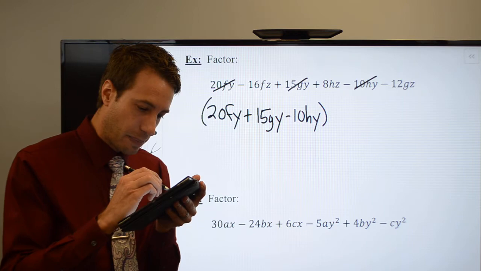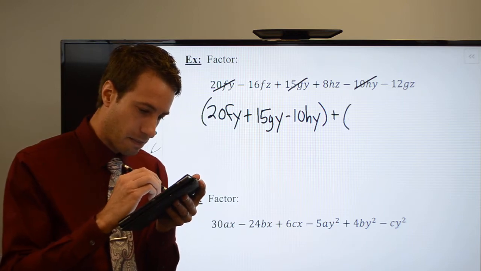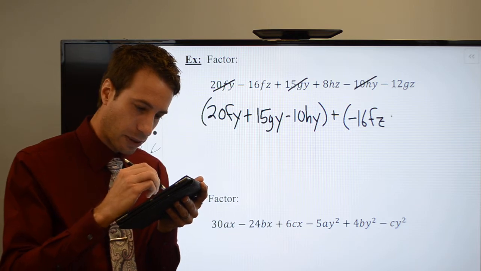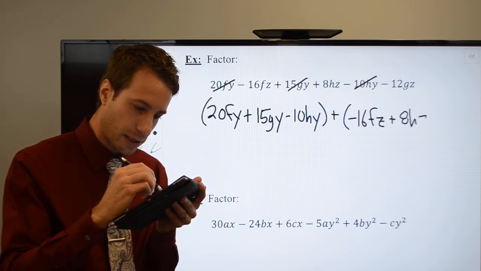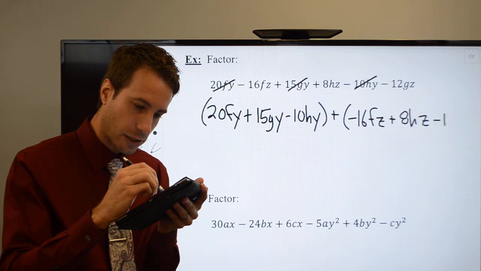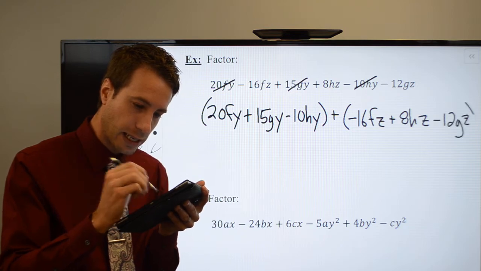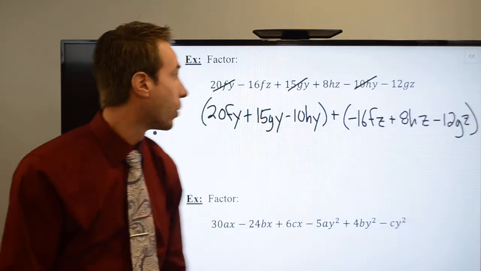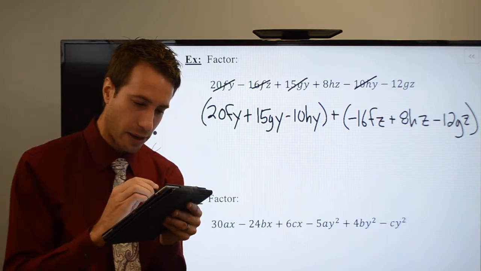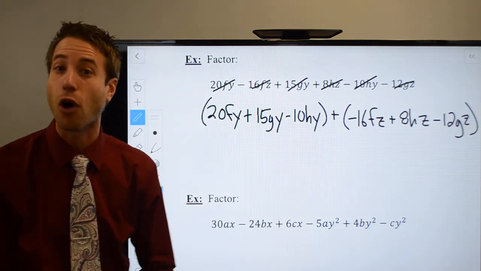Okay, so that's going to be minus 16fz plus 8hz minus 12gz. And that groups together all the ones that have a z, which takes care of that one and that one. All right, so I've taken care of all of my terms.